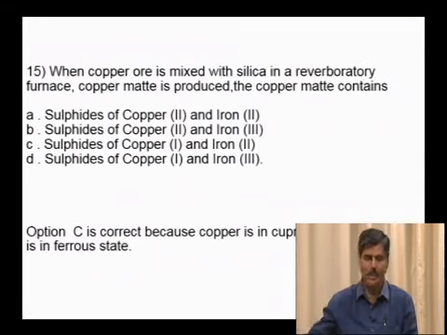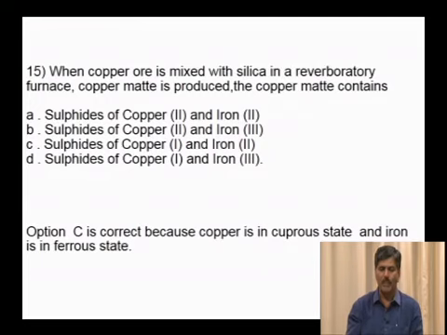Now, let us see the next question, the 15th question. When copper ore is mixed with silica in a reverberatory furnace, copper matte is produced. The copper matte contains, 4 options are given. The first one is sulfides of copper 2 and iron 2. Second option, sulfides of copper 2 and iron 3, sulfides of copper 1 and iron 2. The last option, sulfides of copper 1 and iron 3.